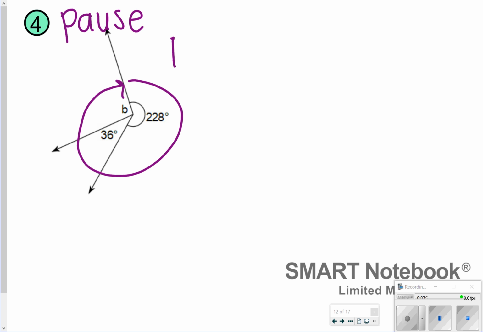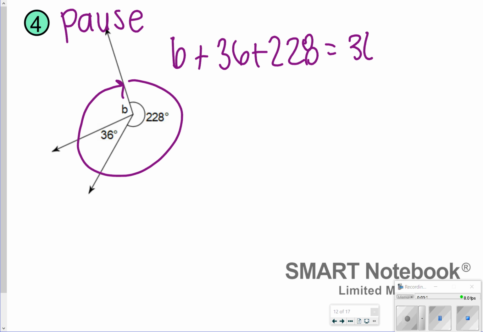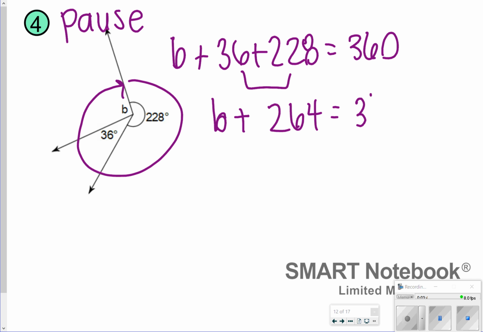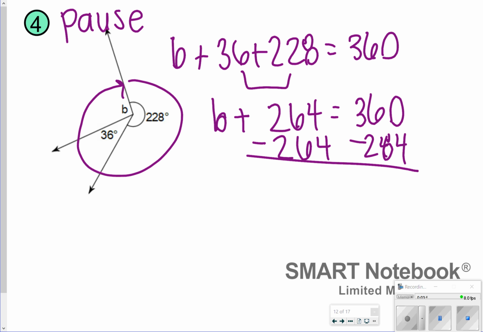For this one, I know that b plus 36 plus 228 will give me 360. The first thing I'm going to do is add 228 and 36 together. That'll give me b plus 264 is equal to 360. And then last but not least, I'm going to subtract 264 from 360. So I will get b is equal to 96.